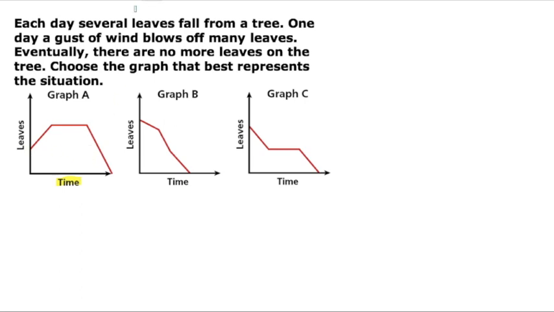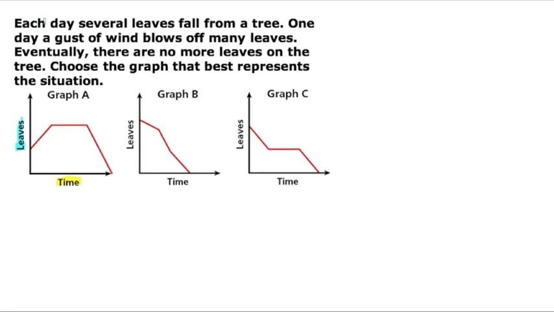On my y-axis, we have leaves. So if I move up and down in this graph, it tells me how many leaves there are. This is representing the amount of leaves. If we're going up, we're increasing the amount of leaves. If we're moving down on this y-axis, we would be decreasing the number of leaves.